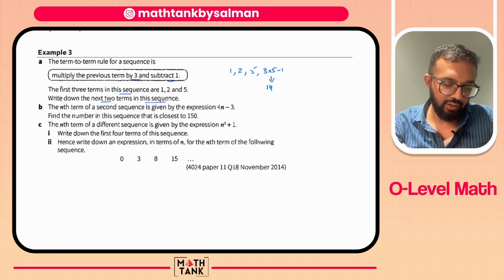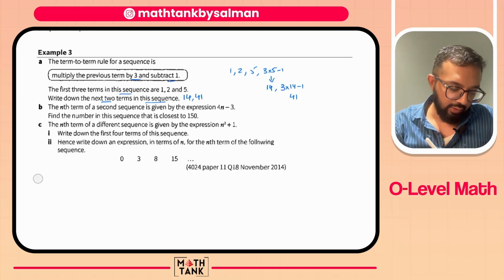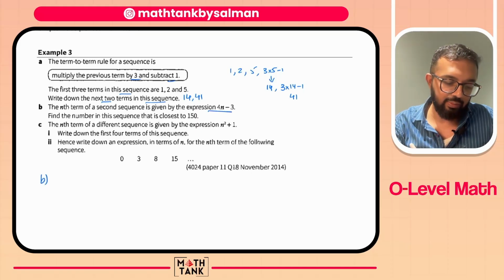That gives you 14. Then you multiply the previous term by 3 and subtract 1. So that should give you 41. Okay, so the next 2 terms are 14 and 41. The nth term of a second sequence is given by the expression 4n minus 3. Find the number in this sequence that is closest to 150.